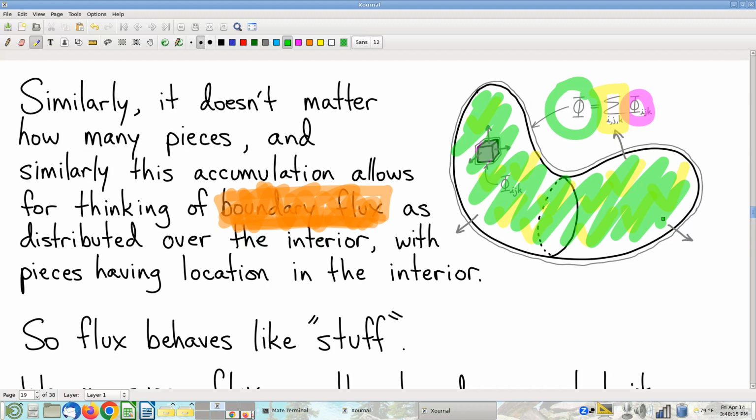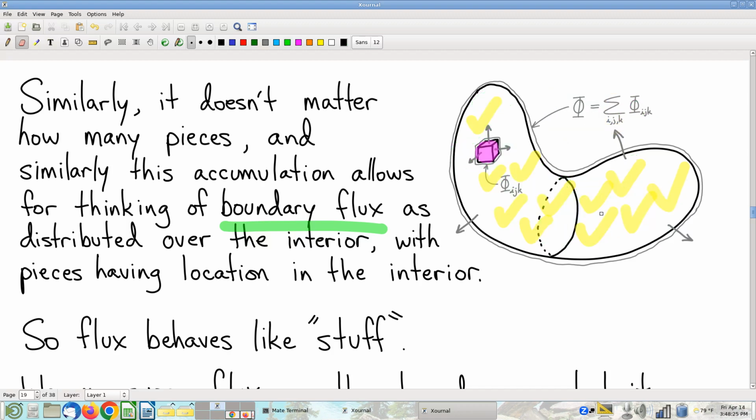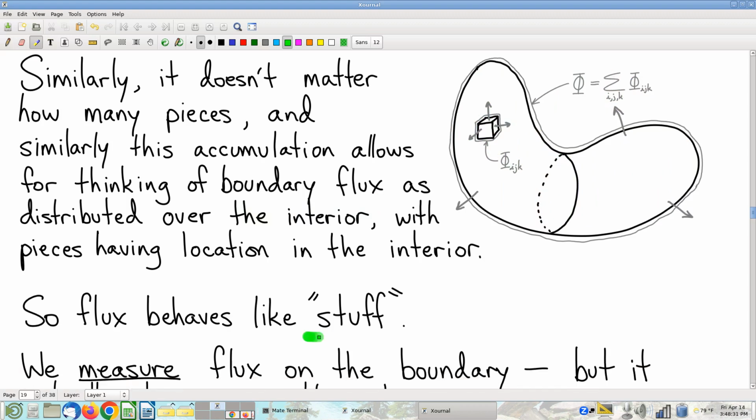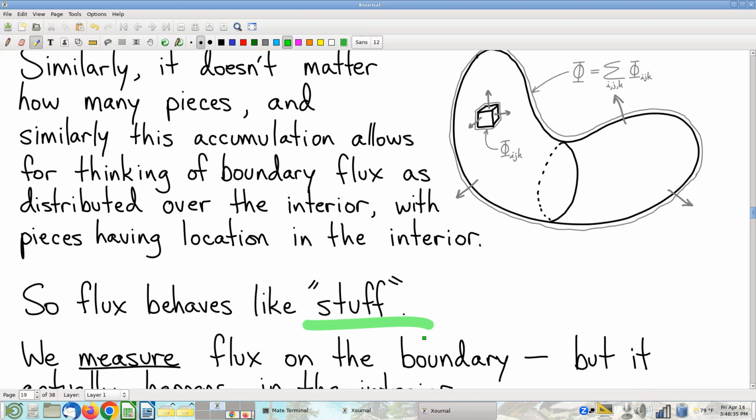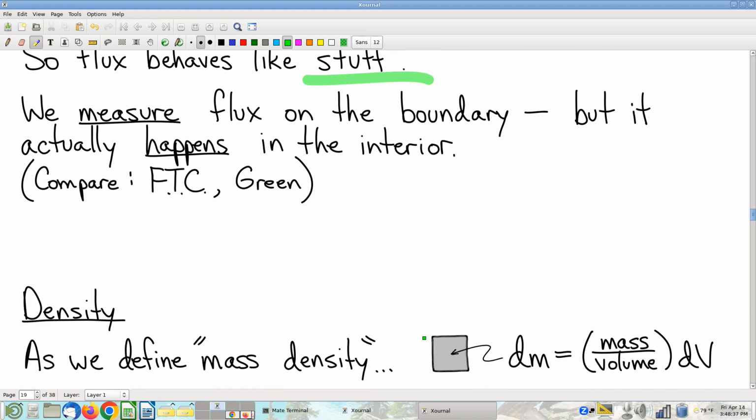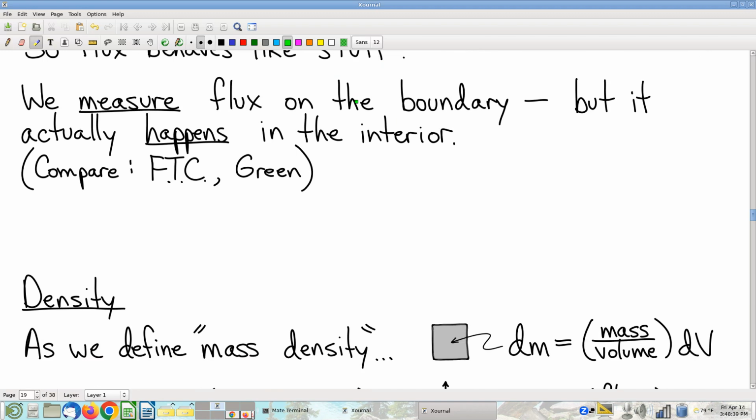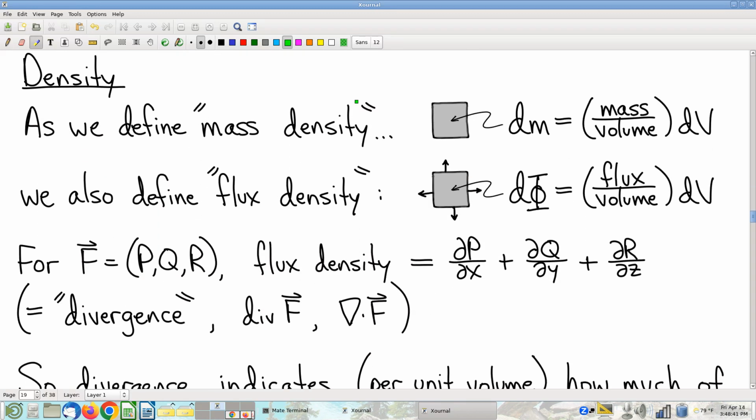So anyway, now, the language, boundary flux, is directing us in a different intuition. Please try to ignore that. I think it's counterproductive. Okay, so we have a stuff, like a mass-like kind of stuff. And with that in mind, I want to talk about how much of that stuff there is per unit size.